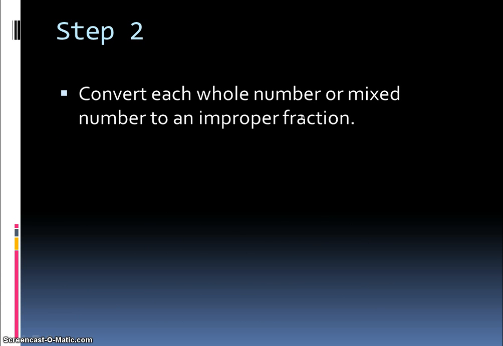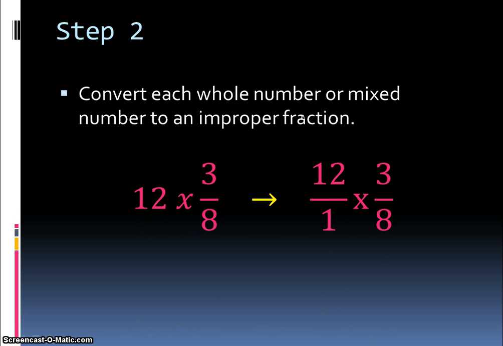In our next step, you have to convert each whole number or mixed number to an improper fraction. This is where we are about to solve our multiplication problem. With this example, we only have one whole number to convert, and we must convert 12 to 12 wholes. Therefore, our new multiplication problem is 12 wholes times 3/8.